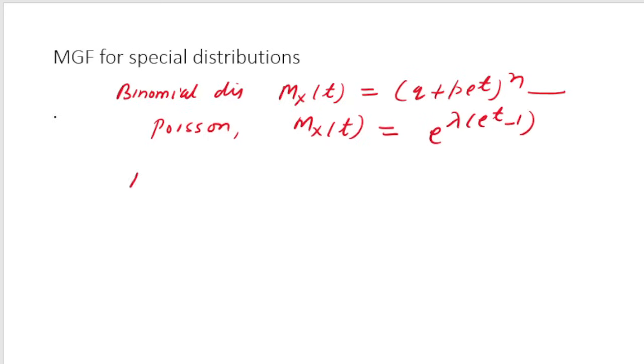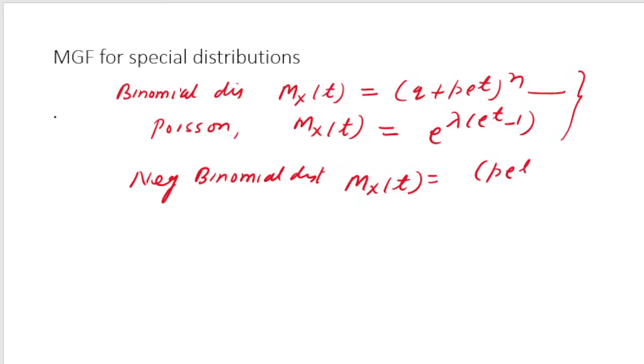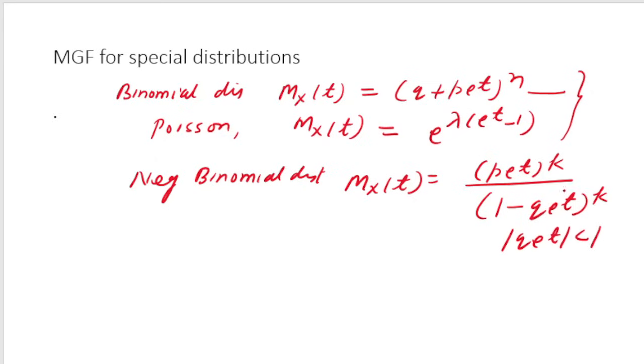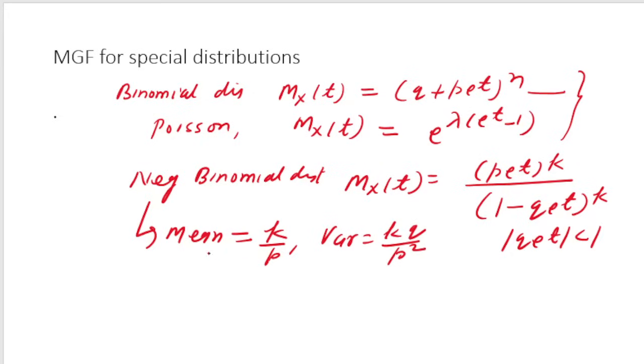In case of negative binomial distribution, the mean and variance discussion I have already done. So in case of negative binomial distribution, the moment generating function is given by p into e to the power t, whole to the power k, divided by 1 minus q e to the power t, whole to the power k. Here it is expected that the modulus of q e to the power t will be less than 1, because otherwise it will not converge. Ignore this if you didn't understand, just keep this in mind. One point I missed, what is the mean in case of negative binomial distribution? Mean is k by p, and the variance is k into q by p square, right? So this is for negative binomial distribution.